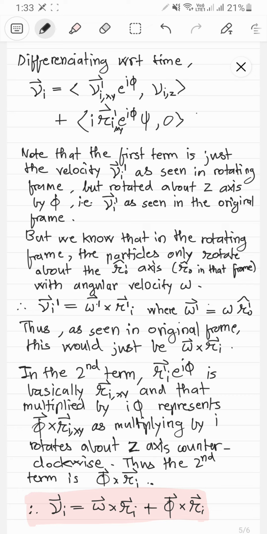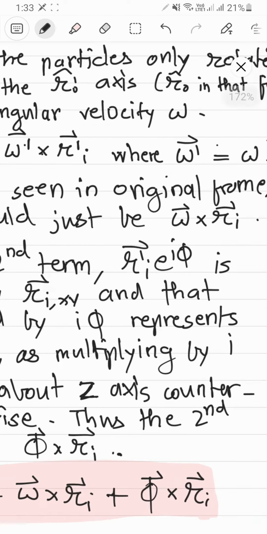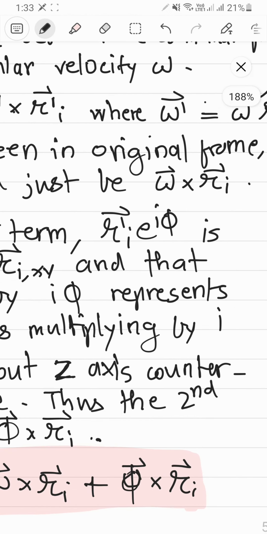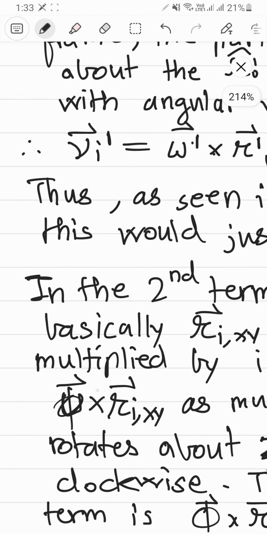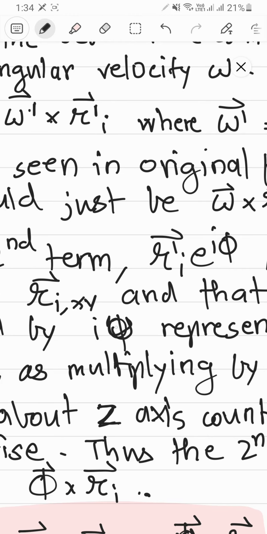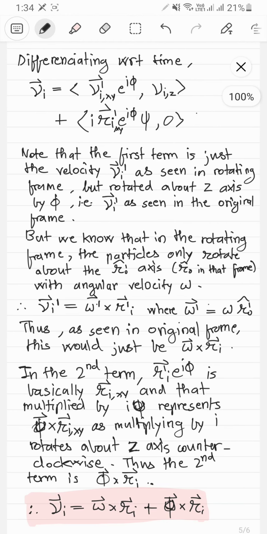So the cross product, I should say psi over here, this is supposed to be psi, not phi. Of course it's just going to be psi, not phi, everywhere it should be psi. After doing that correction, it's just the cross product with psi of your ri xy vector. So that's in the original frame now.